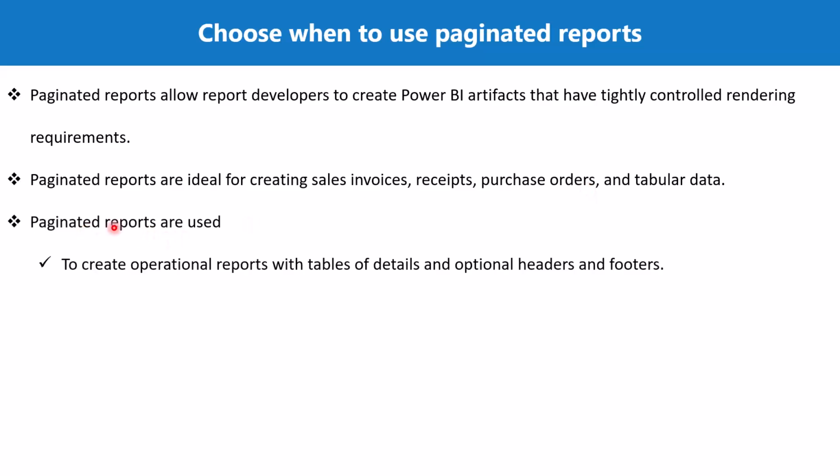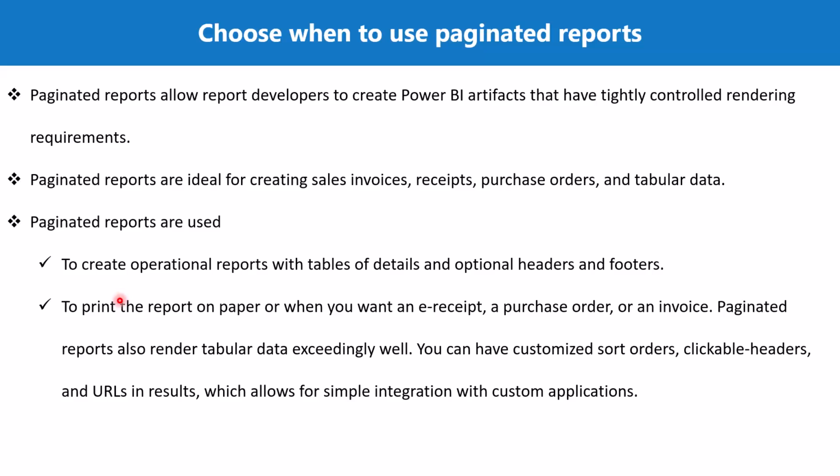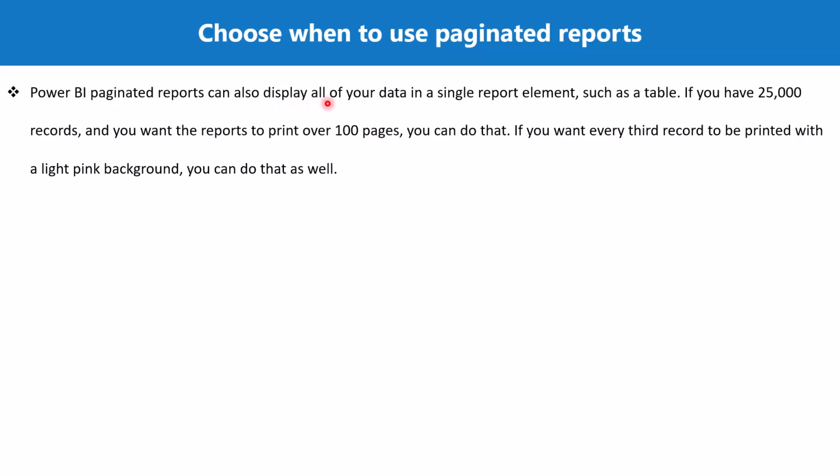Some of the use cases for paginated reports include creation of operational reports with table of details and optional headers and footers. Paginated reports are also used in applications where you need to print the report on paper, or when you want an e-receipt, a purchase order, or an invoice. Paginated reports also render tabular data exceedingly well. You can have customized sort orders, clickable headers, and URLs in the results, which allow for simple integration with custom applications. Power BI paginated reports can also display all the data in a single report element, such as a table.